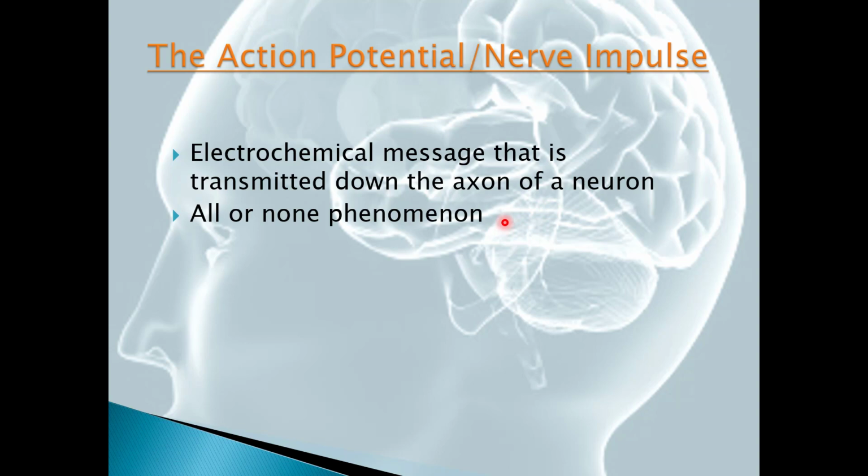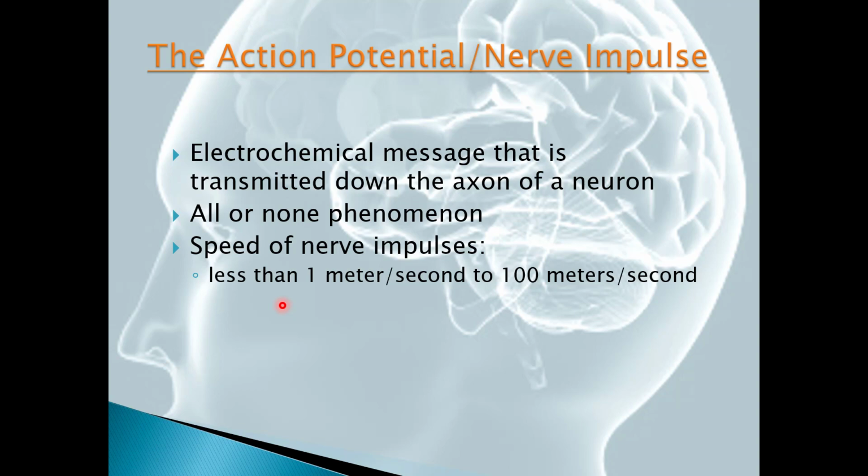It is an all or none phenomenon, and we'll talk more about this all or none phenomenon later on, but the idea is that once that cell reaches threshold, an action potential occurs. And the action potential is that same amplitude and speed all the time. That's part of that all or none phenomenon that we'll discuss in a later video. Now, the speed of the nerve impulse can be less than a meter per second to 100 meters per second.